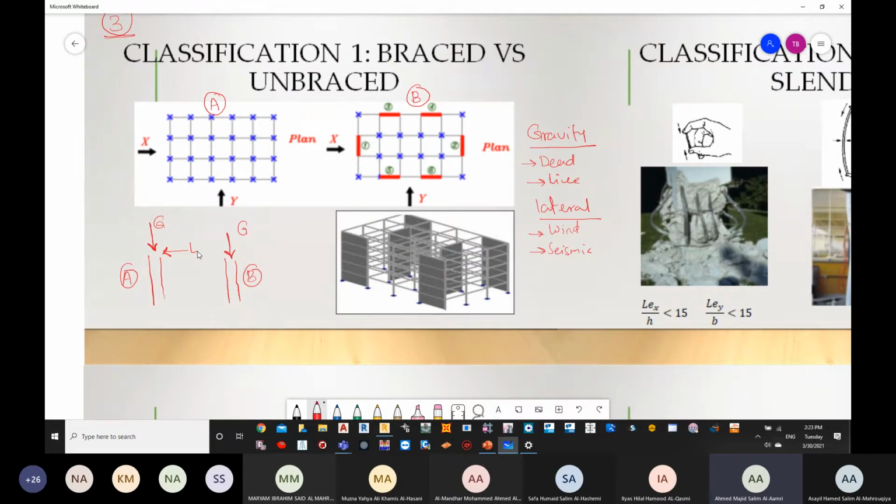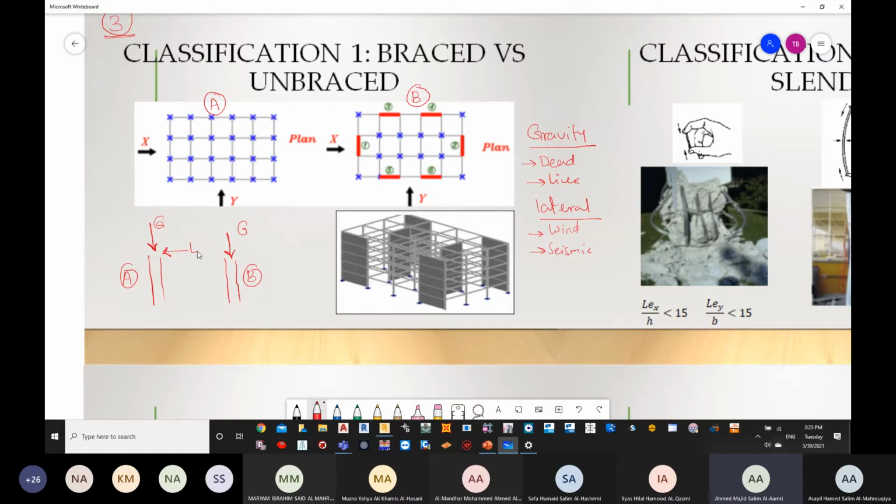So scenario A is called unbraced. My columns are unbraced against lateral loading. There is nothing protecting them from lateral loading. Case B is called braced because we have other elements which are taking care of the lateral loading. Once again, scenario 1 is called unbraced. Why? We don't have any bracing, any kind of protection for our columns from any other element to take the lateral loading. So the column is forced to take the horizontal or lateral loading.